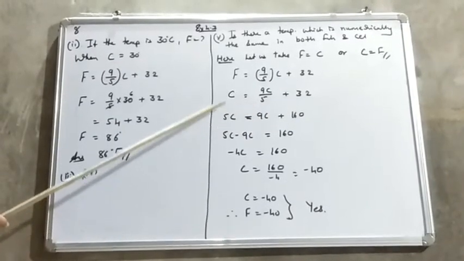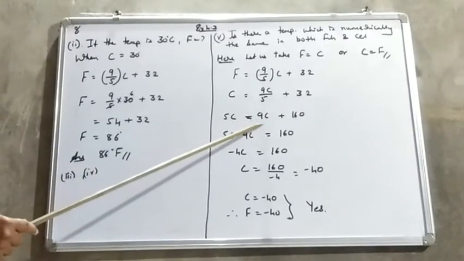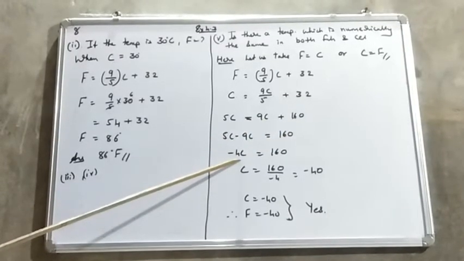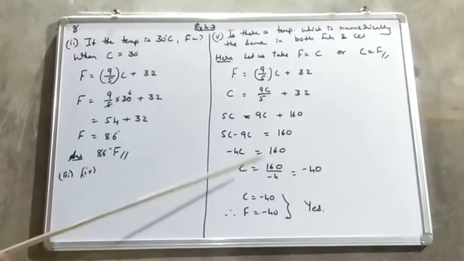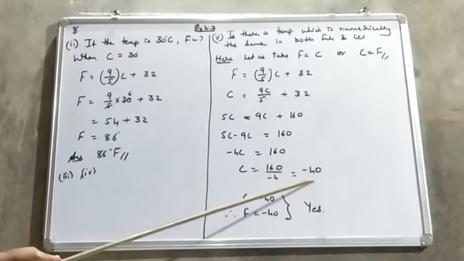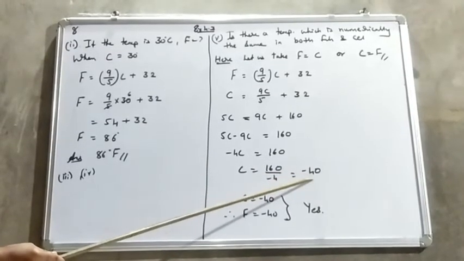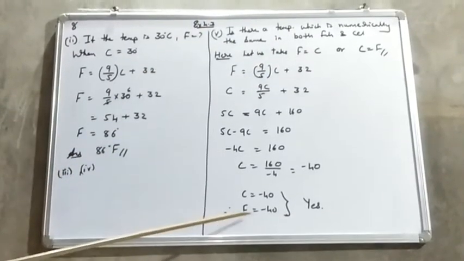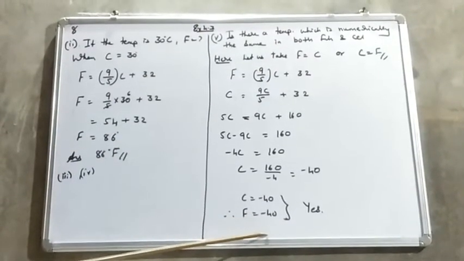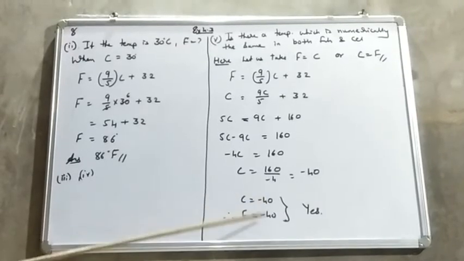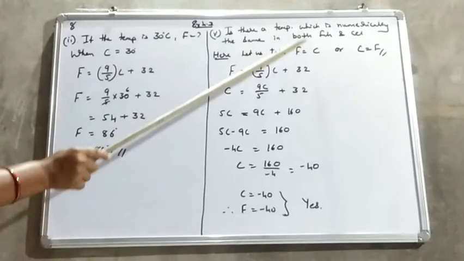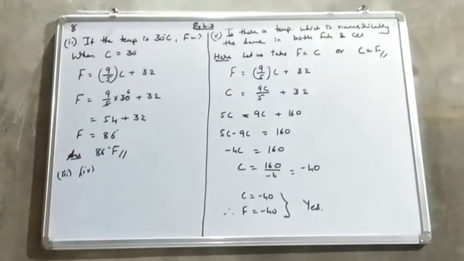Take the LCM, 5 will go here. 5C equals 9C plus 160. Solving this, I got minus 4C equals 160. C comes out to be minus 40. If C is minus 40 and C is equal to F, then F is also minus 40. So minus 40 is that numerical value which is the same for both Fahrenheit and Celsius.